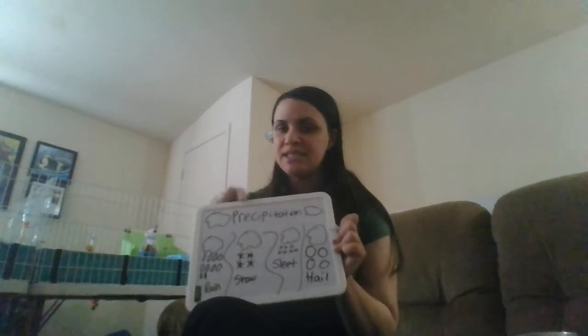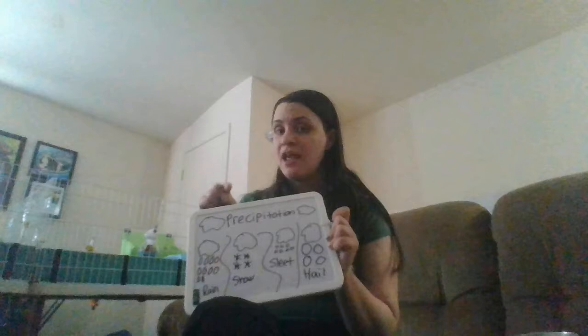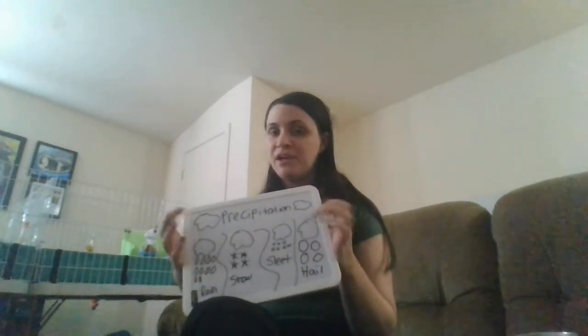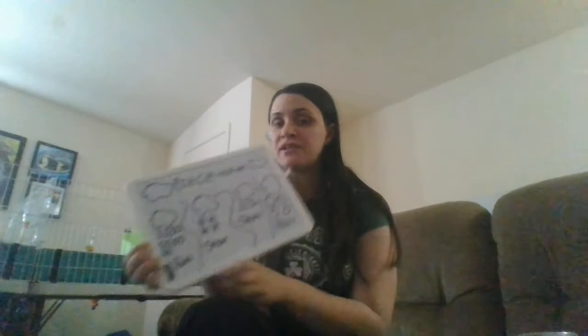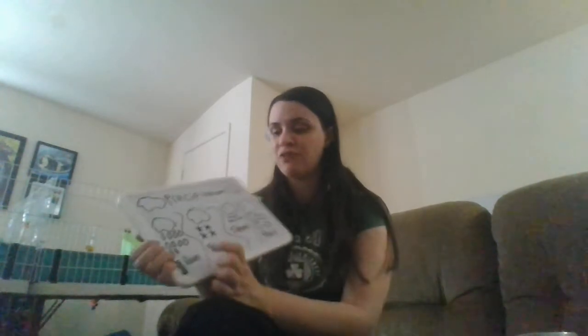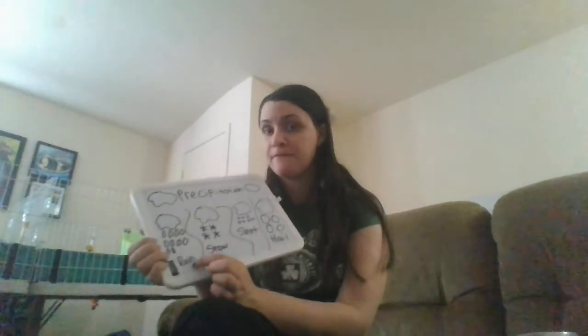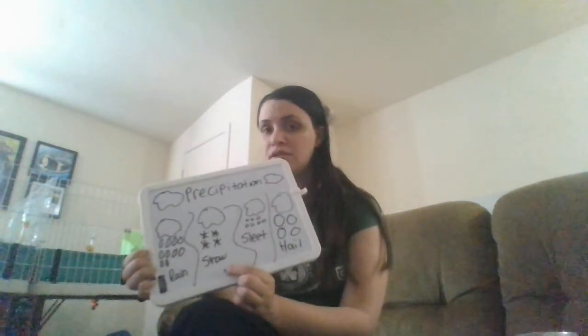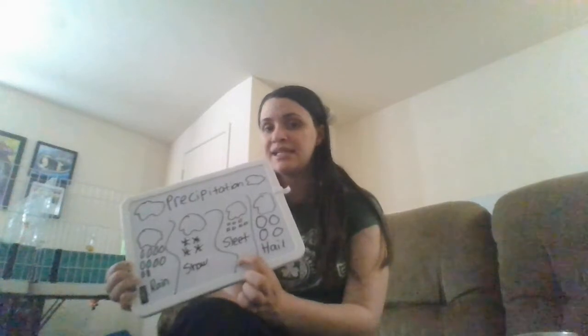Can we say precipitation? Ready? Precipitation. Remember, that just means a fancy word for water that comes out of our clouds. So our first type is our liquid type, and that is rain. Can we say rain? Rain. And our other three are our solids. So we have snow, sleet, and hail.